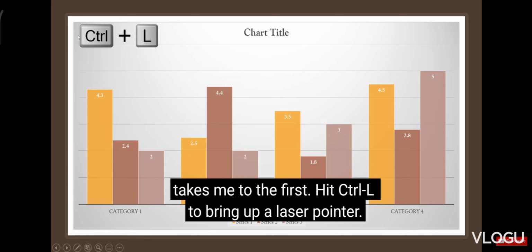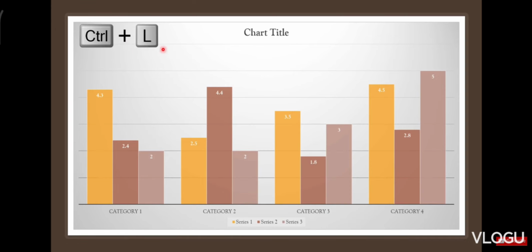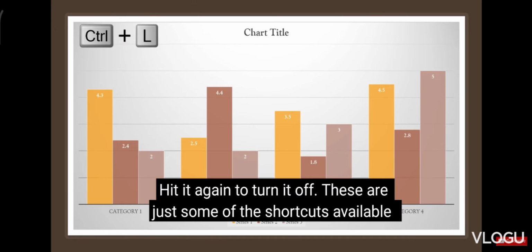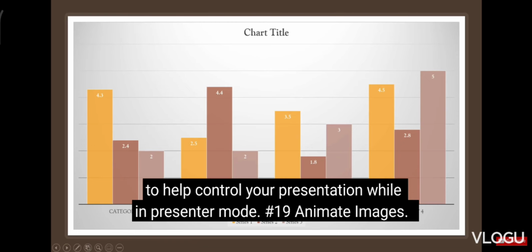Hit Control L to bring up a laser pointer. Hit it again to turn it off. These are just some of the shortcuts available to help control your presentation while in presenter mode.